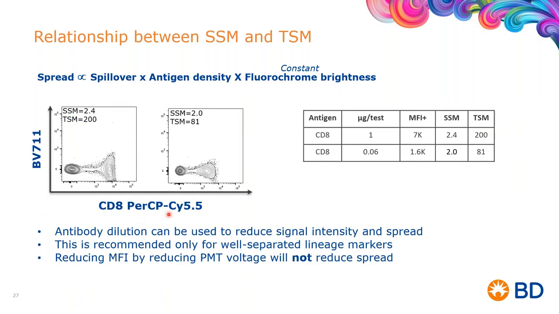And this also tells us that this is a way we can also handle spread. So if we have CD8 and we are now reducing the MFI by virtue of diluting the antibody, we can reduce the MFI. Yet again, the SSM is not changing, but the TSM will change to reflect the difference in spread. So now very critical to remember that we need to titer down the antibody to reduce the MFI. If we change the voltage into the PerCP-Cy5.5 to reduce the signal, that will not have an impact on BU711 spread. Spread will stay the same.